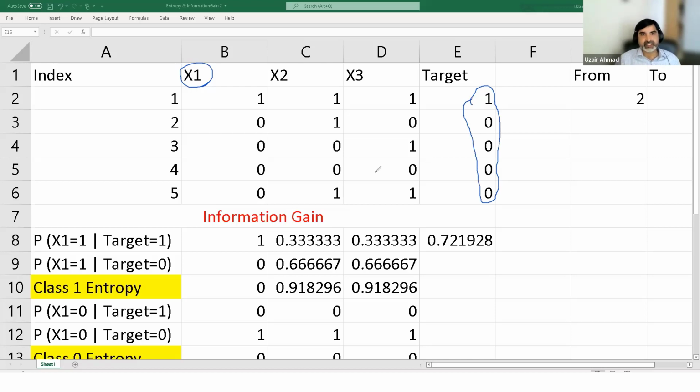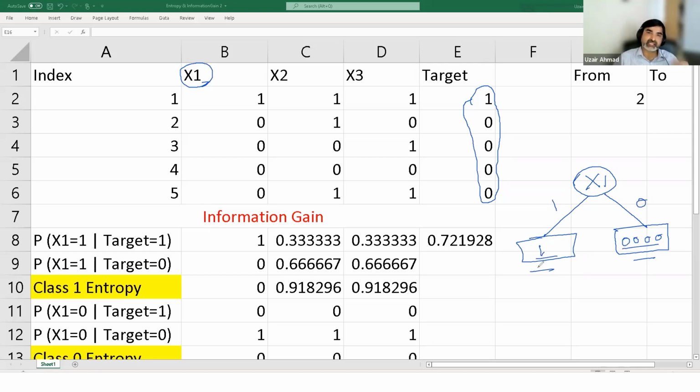We can. Let's use x1 to reduce the entropy. So if we use x1, whenever the value of x1 is 1, how many values of target do we get? 1. Whenever x1 is 0, how many values for target do we get? 0, 0, 0, 0. So the target variable can be split into two buckets, two subsets. One subset has all members 0. One subset has all members 1.